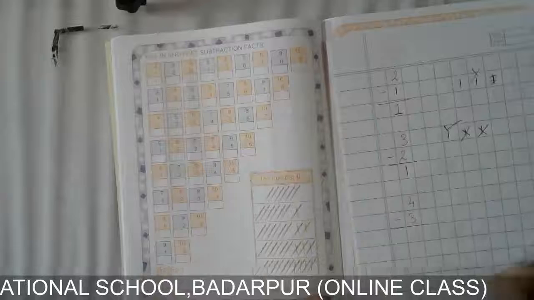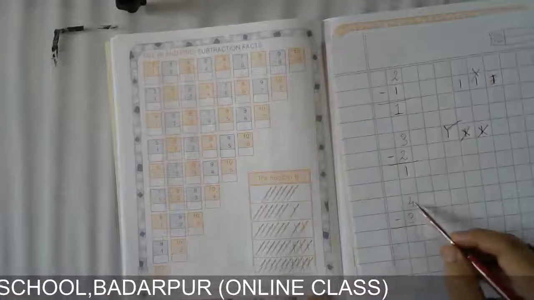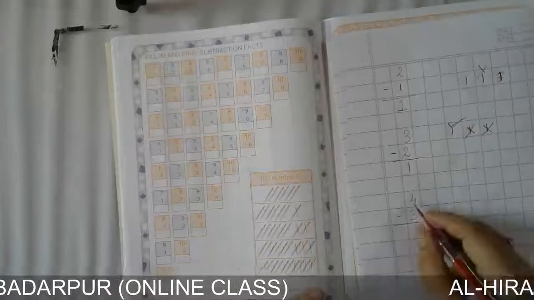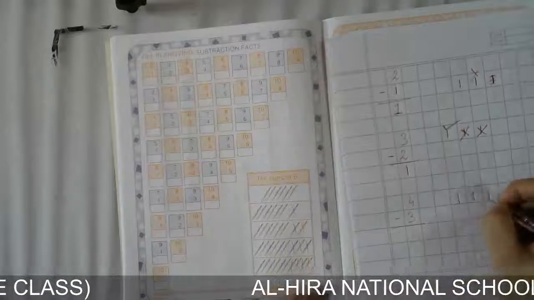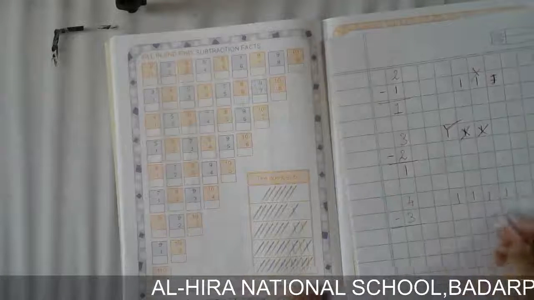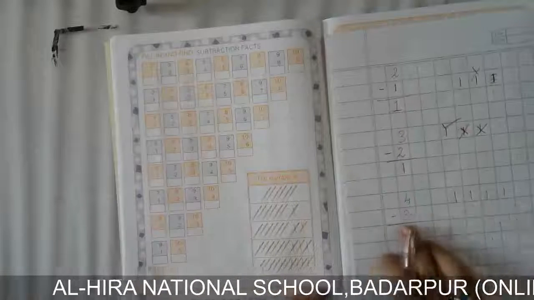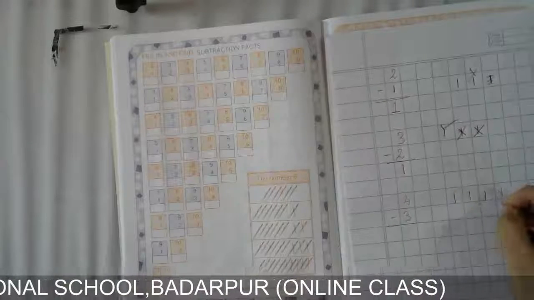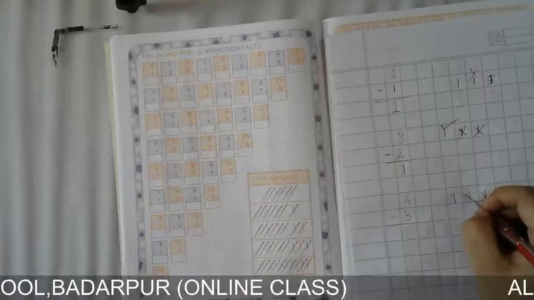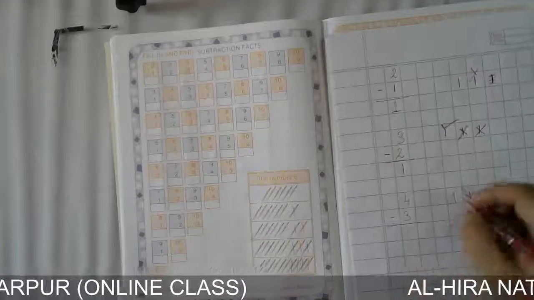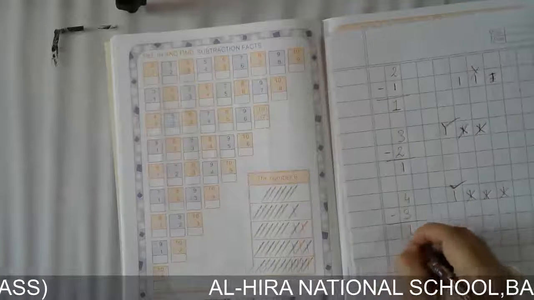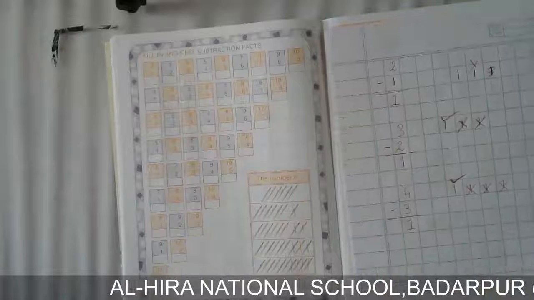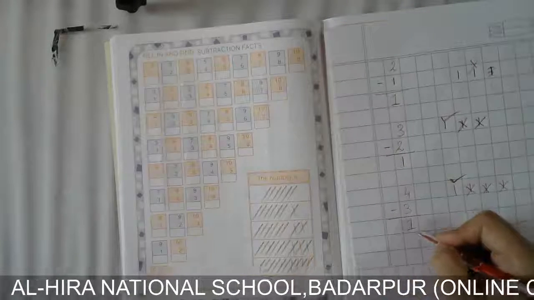Next one is 4 minus 3. We are subtracting 3 from 4. So first 4 is given, so you put 4 lines, 1 2 3 4. From this 4 I am going to subtract 3 lines, since 3 is given. I am cutting down these 3 lines, 1 2 3. So what remains? Only 1 line remained, that is 1. 4 minus 3 we get 1.